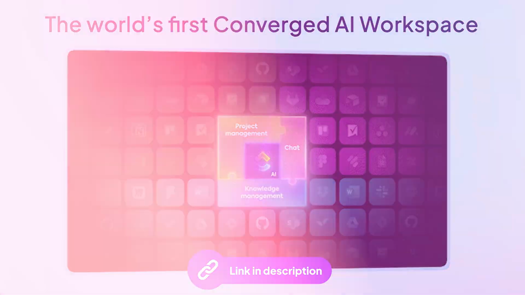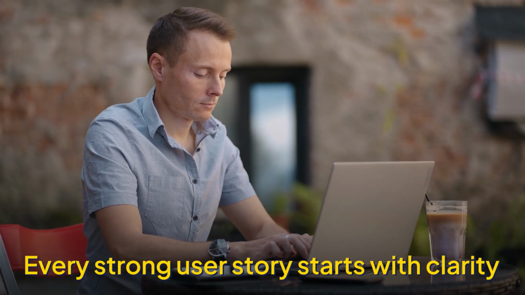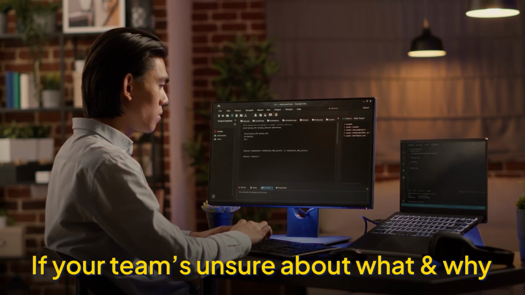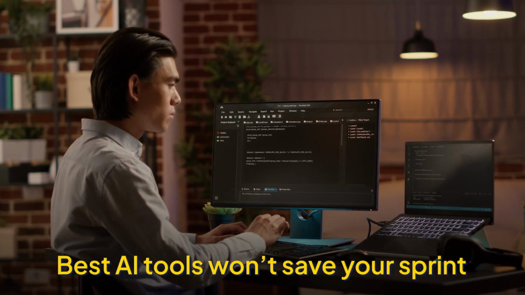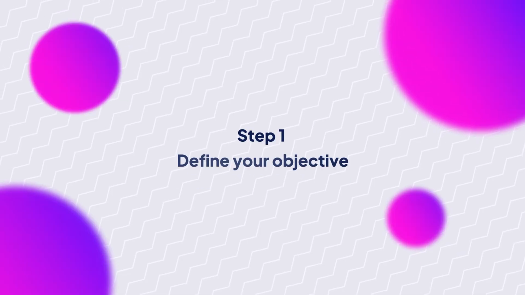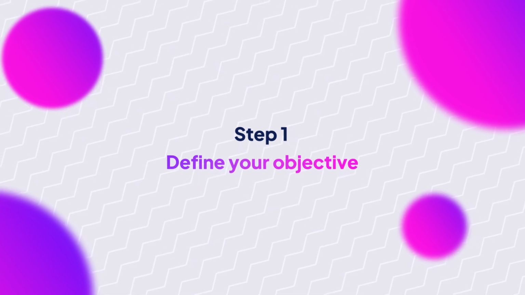Let's dive in. Every strong user story starts with one thing: clarity. If your team's unsure what you're building or why, even the best AI tool won't save your sprint. That's why the first step is simple. Define the feature or functionality you want to address in plain language.